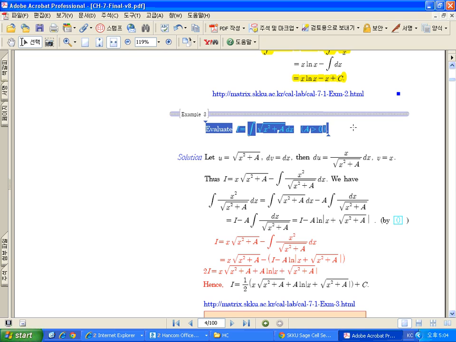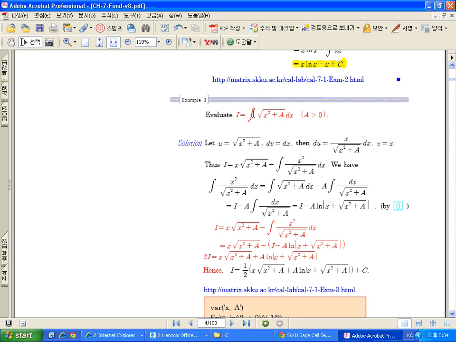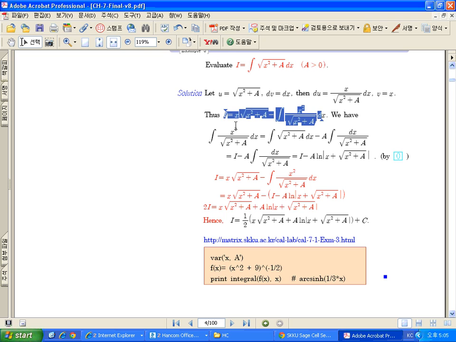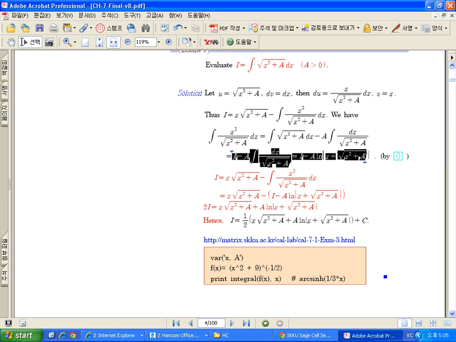And the third example shows another case. When we are trying to find the integral of the square root of x squared plus a dx, where a is positive, then we use the integration by parts. Let u be the square root of x squared plus a, and dv is equal to dx. Then you can find du like this, and v is equal to x. Then this I can be written in this way, and then this part of the integration can be integrated by parts once again to have this. From here we can solve. This is number one here.